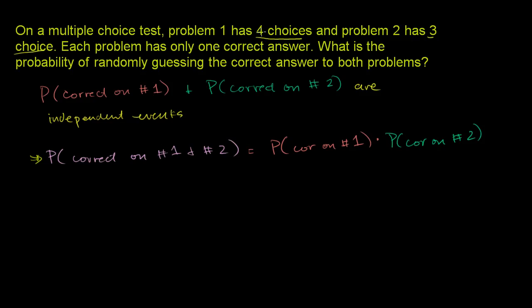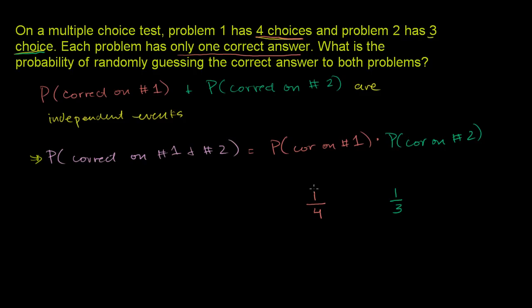On number 1, there are 4 choices. There are 4 possible outcomes. And only one of them is going to be correct. Each one only has one correct answer. So the probability of being correct on problem 1 is 1/4. And then the probability of being correct on problem number 2, problem number 2 has 3 choices. So there's 3 possible outcomes. And there's only one correct one. So the probability of correct on number 2 is 1/3.